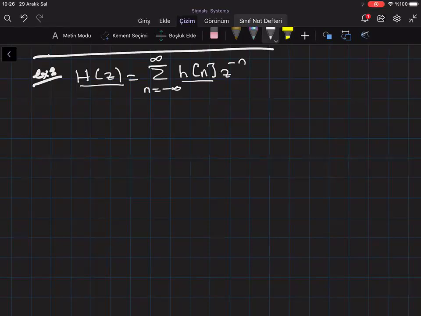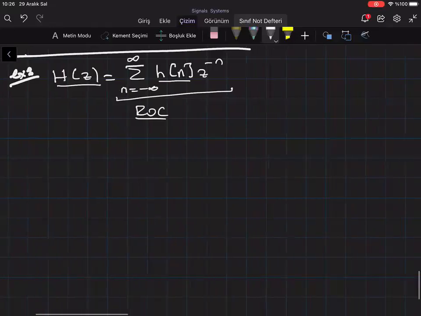There were two things I want you to be aware of. First, I'm going to perform this transformation, and at the same time, I need to be careful about the ROC. ROC was region of convergence. Why is region of convergence critical?